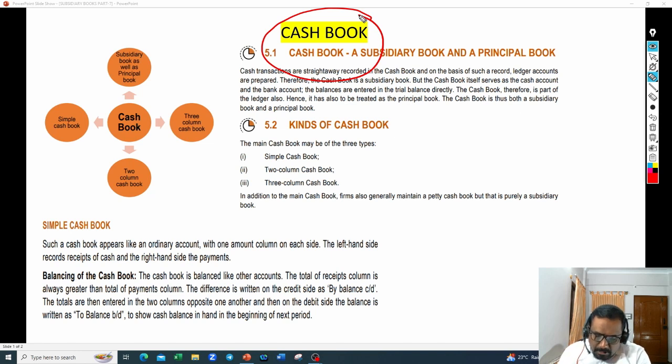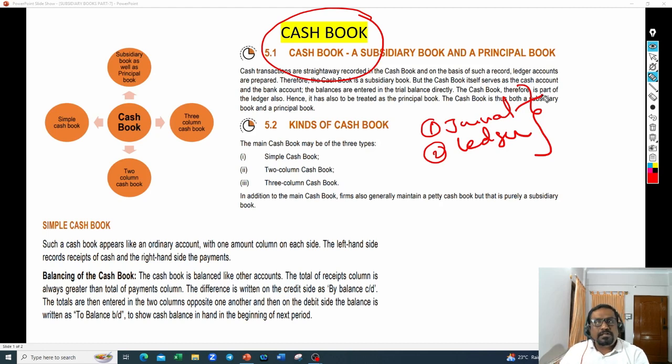Okay, so we learned about 2 things already: number 1 journal, number 2 ledger. Journal book is also known as what? Day book, or book of primary entry, or book of original entry, or book of first entry. There are different names for journal book. Why there are different names? Why are we calling it as day book? Why are we calling it as book of primary entry? Why are we calling it as book of first entry?